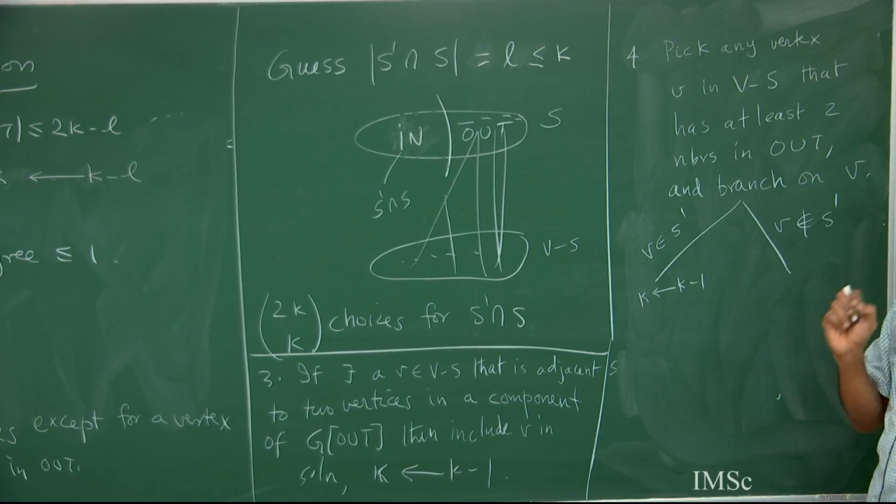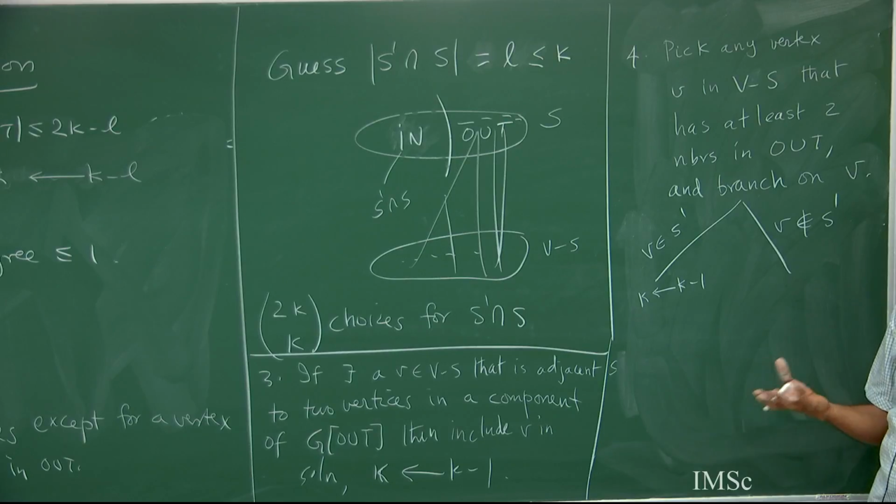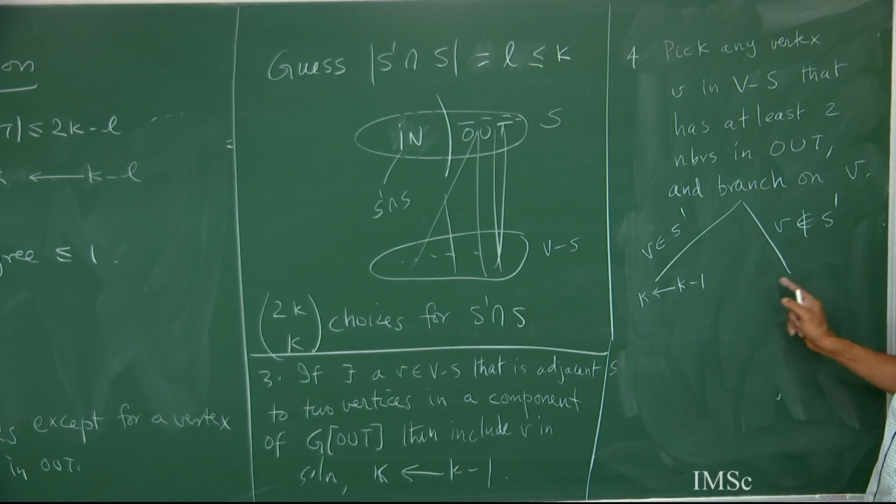So, it is a very clever algorithm. It also points out some subtleties in branching algorithms. K doesn't drop, but I want to argue that there is some progress that happens. What is the progress that happens? So, in this case I include V into the solution, in the other case I exclude V from the solution.